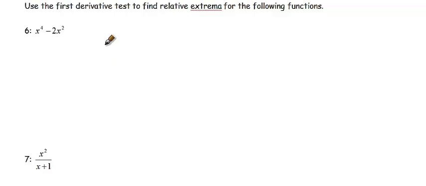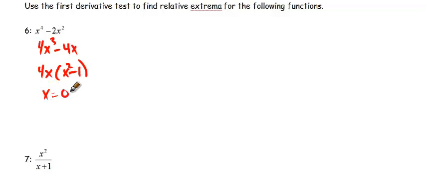We'll do a pretty straightforward one here. So the main thing here, first thing, find your critical points. So 4x cubed minus 4x, take out your 4x, and you end up with x squared minus 1. So you end up at x equals 0 and plus or minus 1. So we get a lot going on here. So those are our critical points. First step, find your critical points.